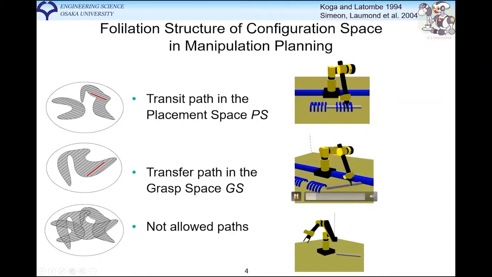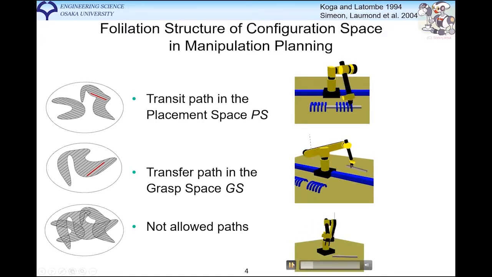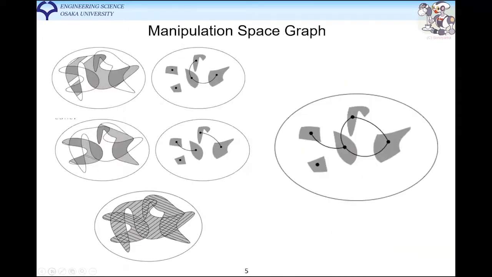And the second one is the so-called transfer path. In this path, the robot moves the object while keeping the same grasping configuration. And the third one is a not allowed path, like this. And in the general manipulation planning problem, we first obtain the common space between the grasp space and the placement space and connect them by using the edges.